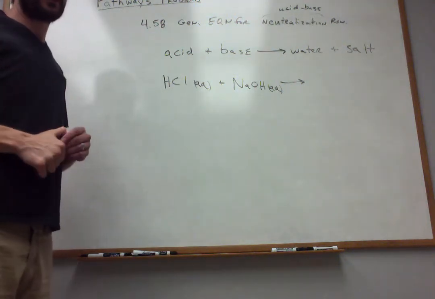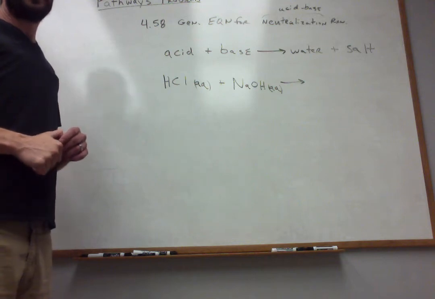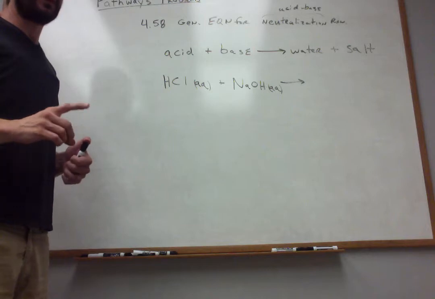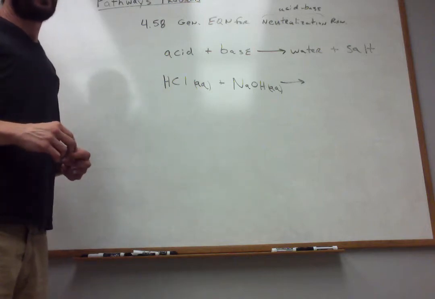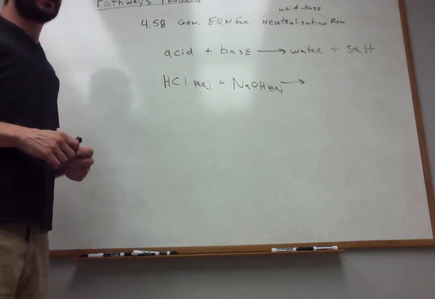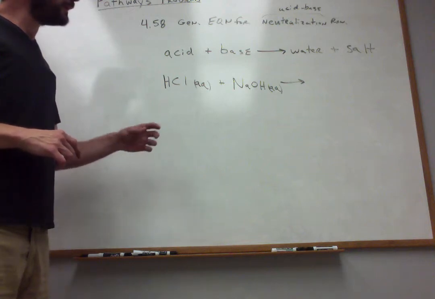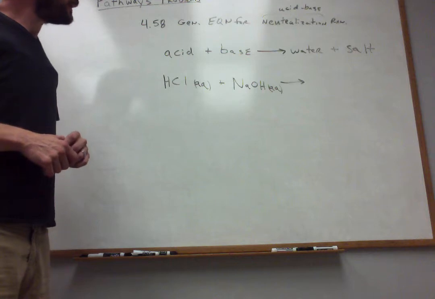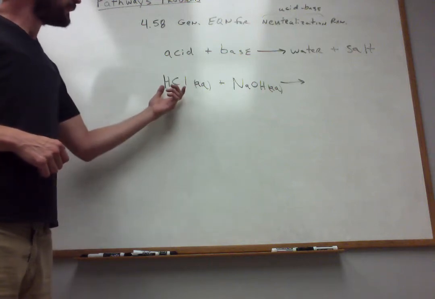This is an important concept, actually. There's a list in Chapter 4 of your textbook of common strong acids and strong bases. You should memorize those. It comes in handy a lot in General Chemistry 1 and General Chemistry 2. This is on our list of strong acids. This is on our list of strong bases.